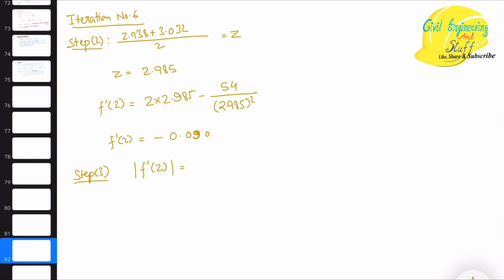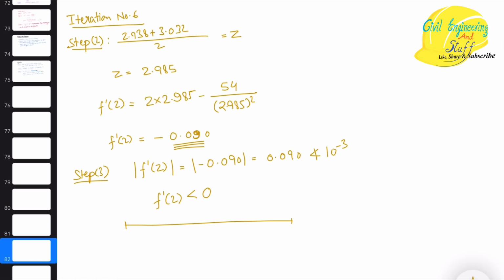In this step 3, mod of f dash z, which is equal to mod of minus 0.090, which is equal to 0.090, and this value, as we can see, is not less than 10 to the power minus 3. So we cannot terminate the iteration. What we are going to do is see whether our f dash z is greater than 0 or less than 0. Of course, we can see it is less than 0.